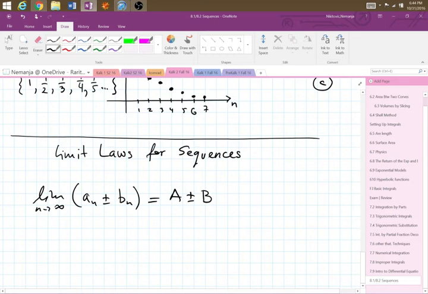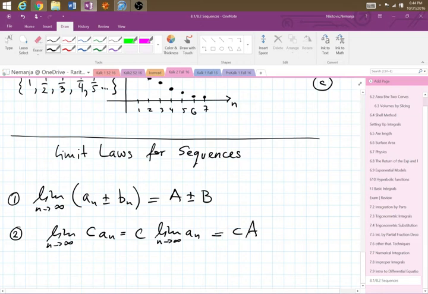So this one tells you that if you have two sequences that are added together, or subtracted, you can test them separately and then put all of the stuff together. So that's the first one. The second one is the constant multiplication. So the limit of C times a_n is the same as C times the limit of a_n, which is C times A.